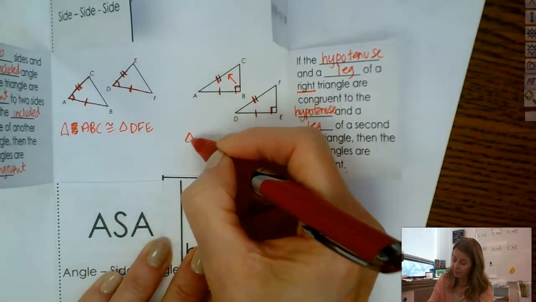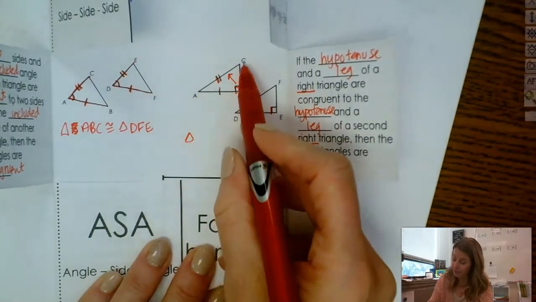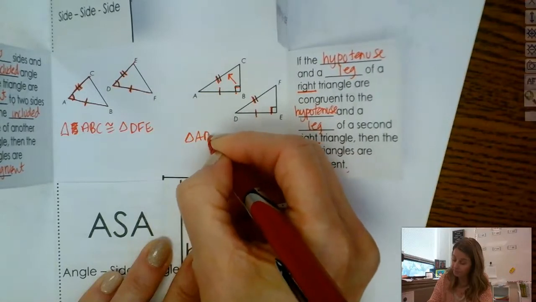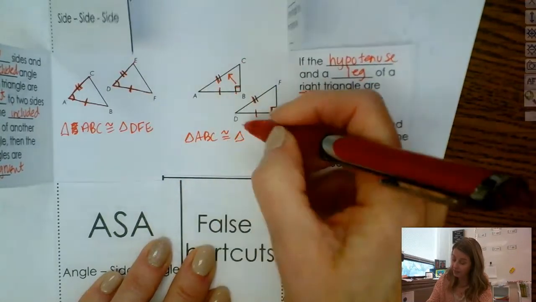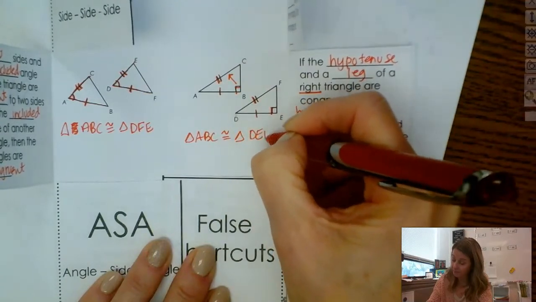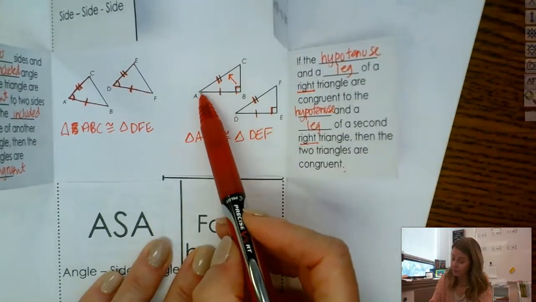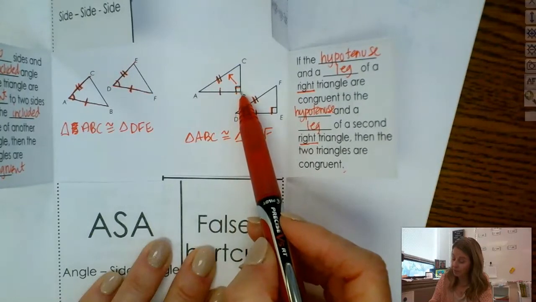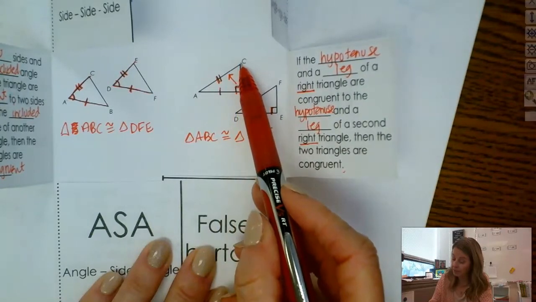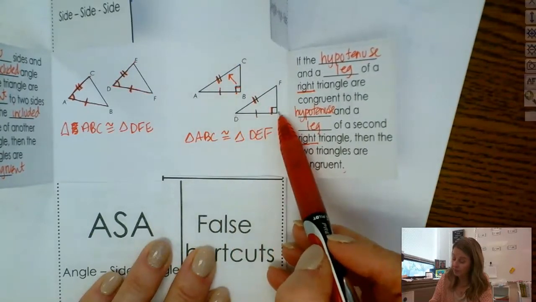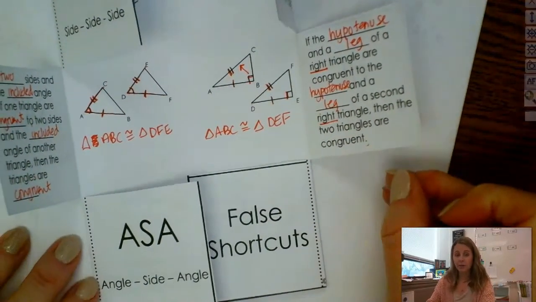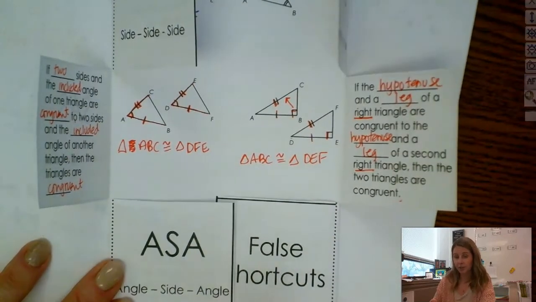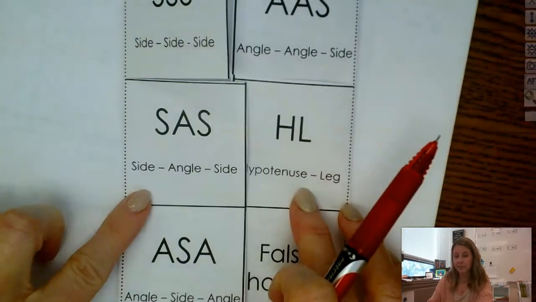So I am going to write here that I have triangle ABC is congruent to triangle DEF. Okay, so single tick mark over the right angle up to C, single tick mark over the right angle up to F. Okay, so we are going to look at the next section in our notes that deals with SAS and HL, and we'll still maybe see some SSS come in.